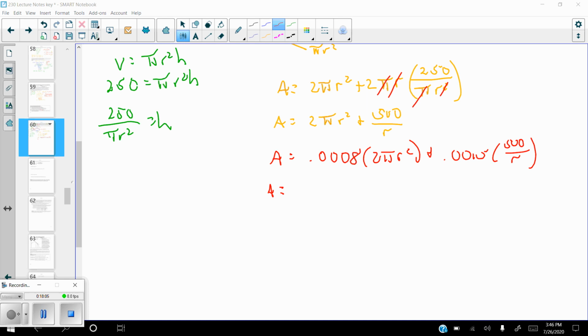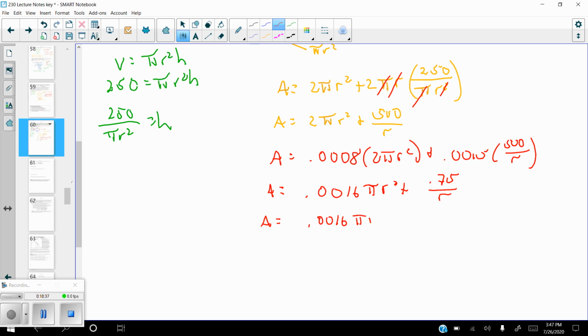If we multiply 0.0008 times 2, we get 0.0016 pi r squared. And then if we multiply 0.0015 times 500, that gives us 0.75 over r. All right, one more thing I'm going to do, and then I'm going to take the derivative.